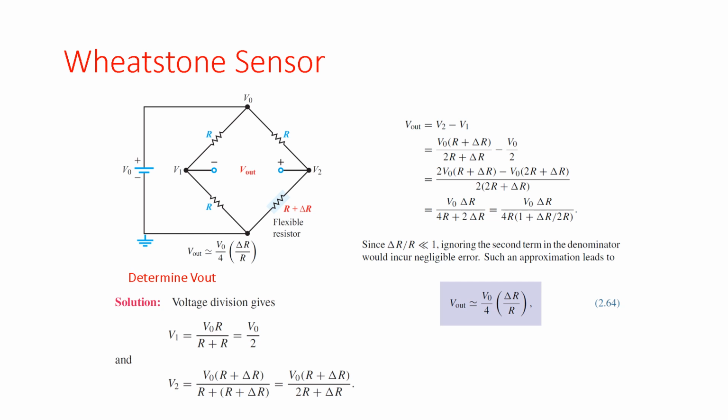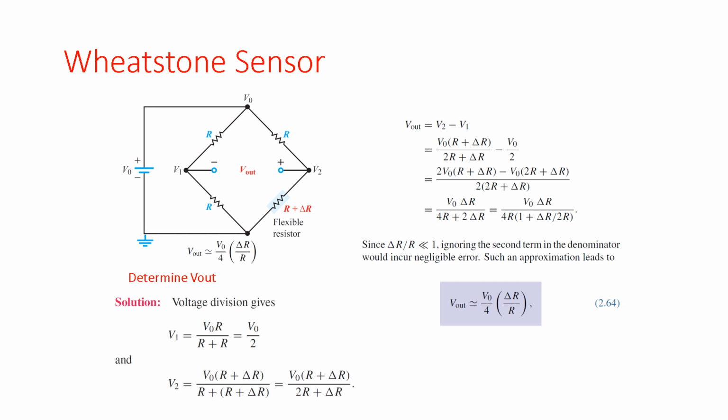So to determine V out, we are going to solve V1 equals V0 times R over R plus R. And again, this is just the same circuit techniques that we've been using, V equals IR. If we simplify the R's out, we're going to get V0 over 2. And then we're also going to have to solve for V2. And V2 is going to equal the equation there, which is going to simplify out.